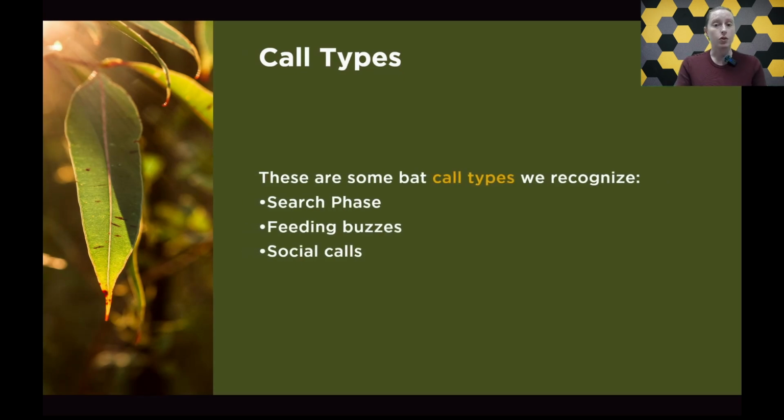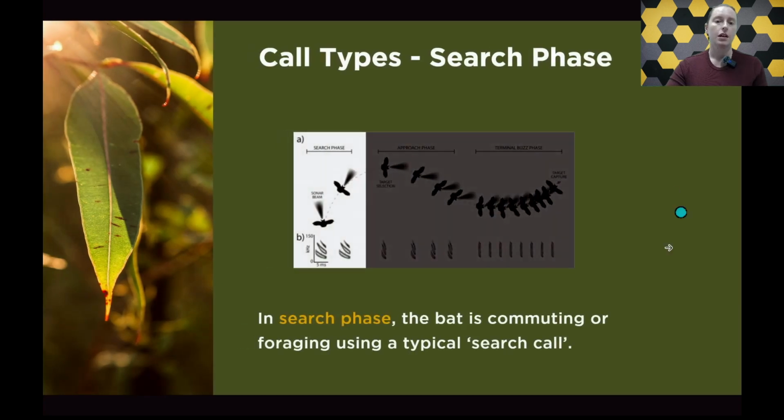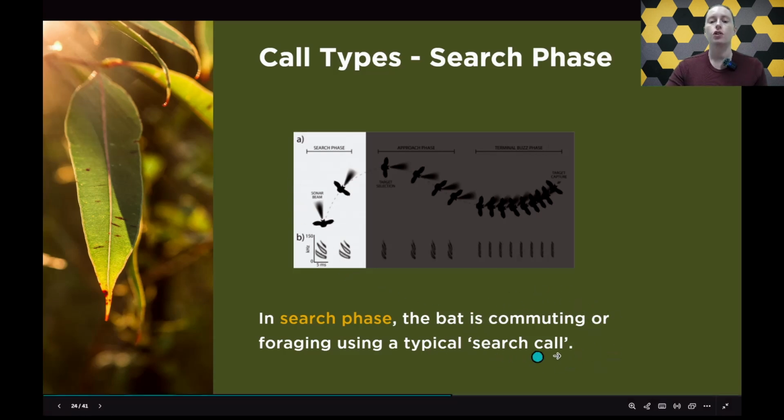Let's talk about different call types. There are different bat call types that we recognize, including search phase, feeding buzzes, and social calls. Search phase is when the bat is flying through the air and it's not necessarily targeting any specific thing. It might just be navigating or searching for prey. It's using a search call.